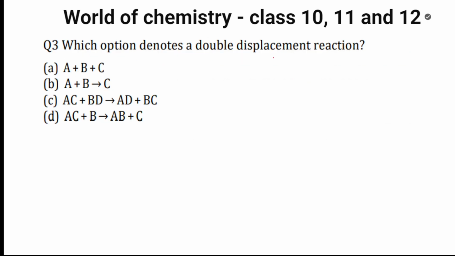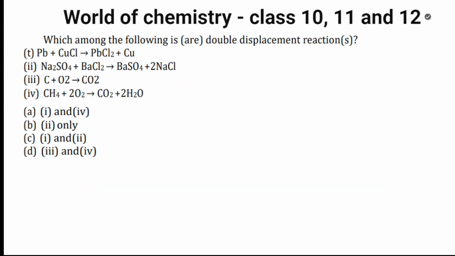Which option denotes a double displacement reaction? I said, always for double displacement you require exchange of ions. So you require a compound. So here AD, BC, there is exchange of ions. So this is correct. Done. Next, let us go back to that question. Which among the following are double displacement reactions?